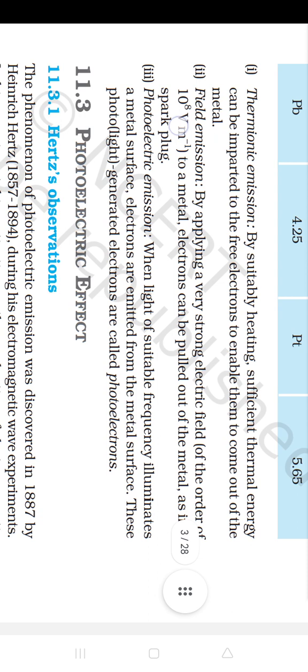1. Thermionic emission. By suitably heating, sufficient thermal energy can be imparted to the free electrons to enable them to come out of the metal. 2. Field emission. By applying a very strong electric field of the order of 10^8 volt per meter to a metal, electrons can be pulled out of the metal, as in a spark plug. 3. Photoelectric emission. When light of suitable frequency illuminates a metal surface, electrons are emitted from the metal surface. These light-generated electrons are called photoelectrons.